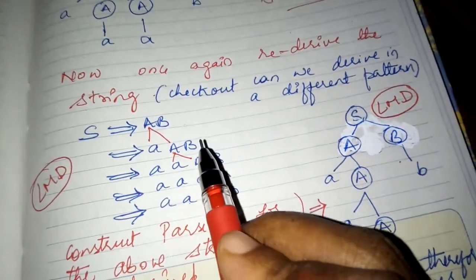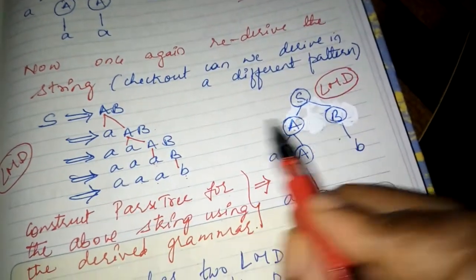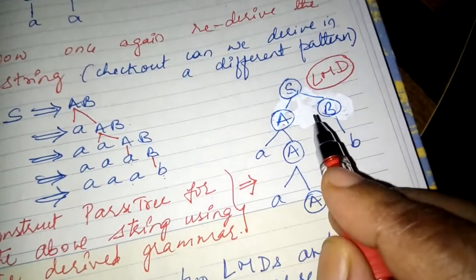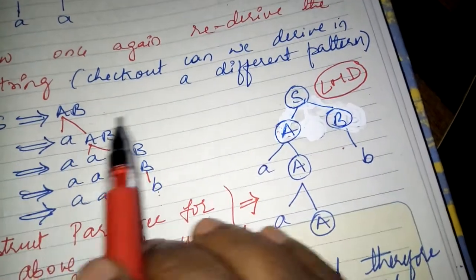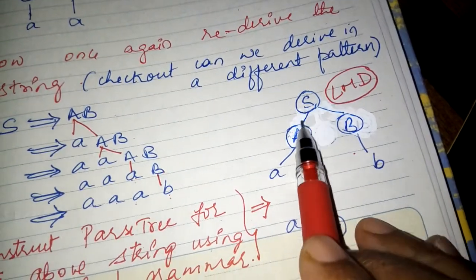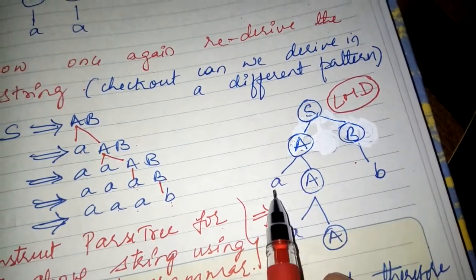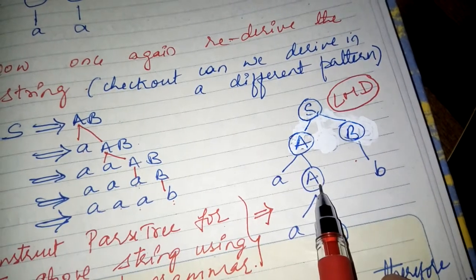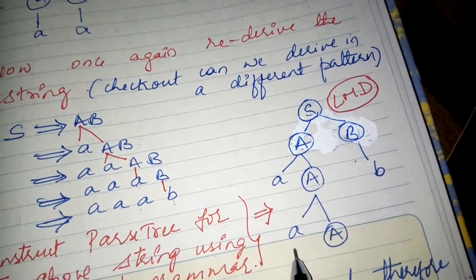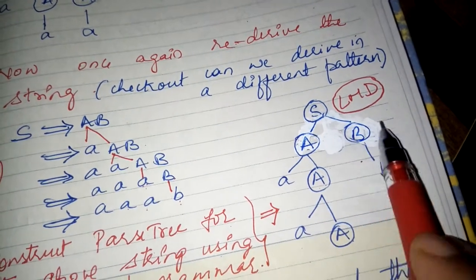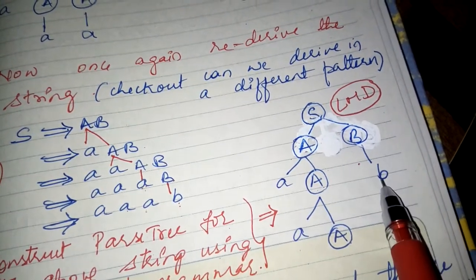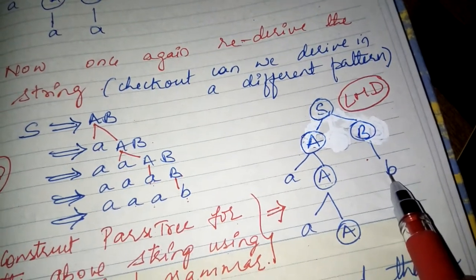I got the string here, I will construct the parse tree. You can see the parse tree, it is very clear. Look at here and look at here. S derives AB, A derives A and variable A. Again this variable A derives a lowercase a and a variable A. B, variable B, derives a lowercase b.